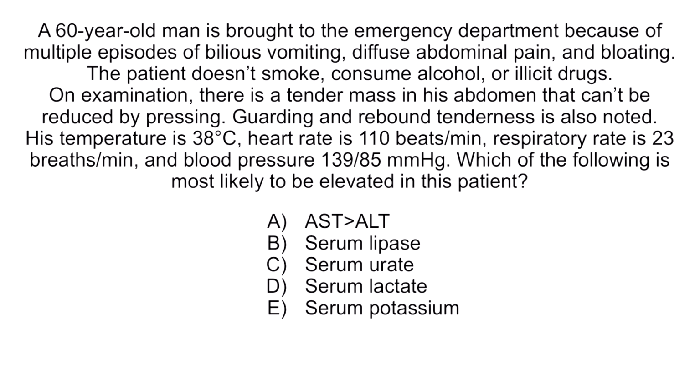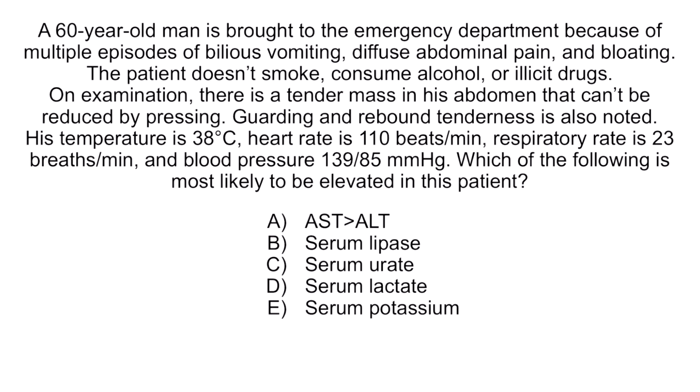A 60-year-old man is brought to the emergency department because of multiple episodes of bilious vomiting, diffuse abdominal pain, and bloating. The patient doesn't smoke, consume alcohol, or illicit drugs. On examination, there is a tender mass in his abdomen that can't be reduced by pressing. Guarding and rebound tenderness is also noted. His temperature is 38 degrees Celsius, heart rate is 110, respiratory rate is 23, and blood pressure is 139/85. Which of the following is most likely to be elevated in this patient?